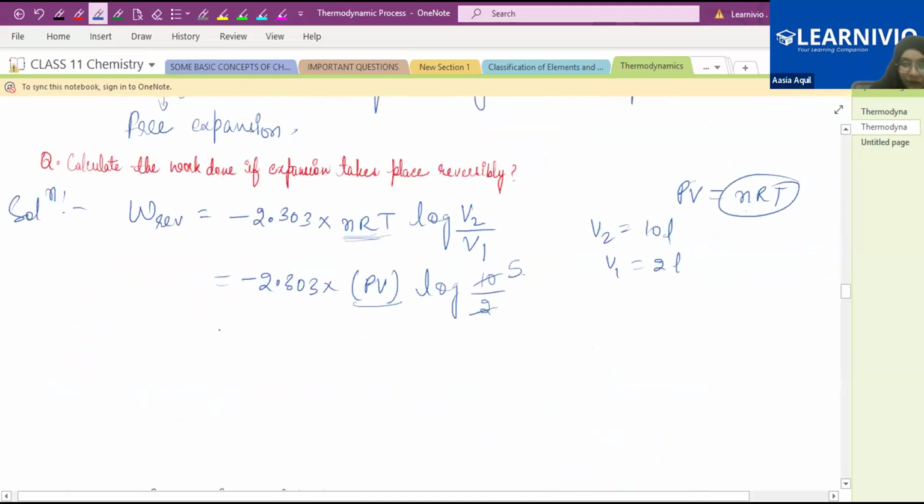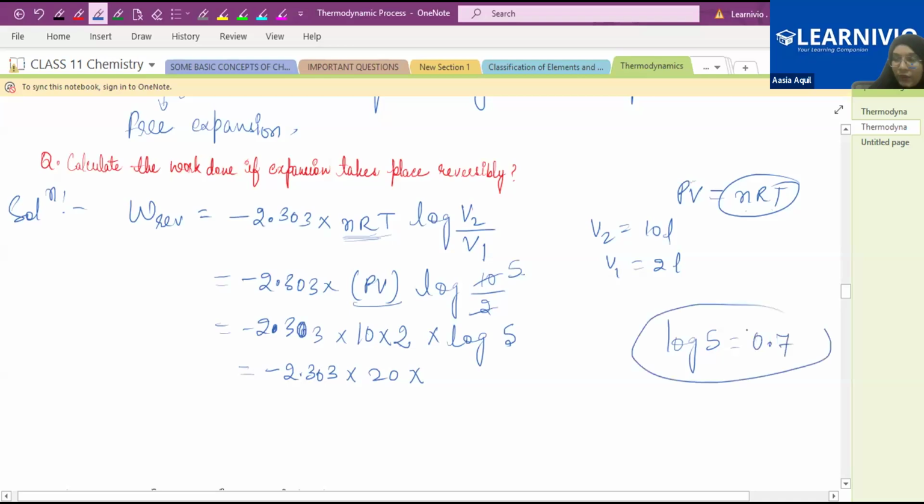So minus 2.303 P, and what was P? Yeah, pressure was 10 atm, right? So 10 multiplied by what was the volume initially? So 2 into log 5. So it's 20 multiplied by 2.303 multiplied by the log 5 value. Just remember that the log 5 value is 0.69, so you just take it as 0.7.